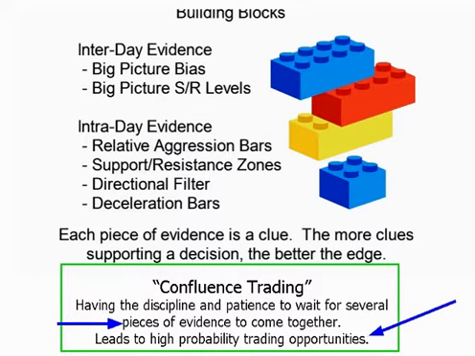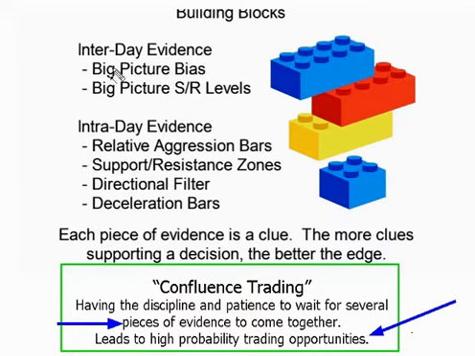I didn't say 100%. This is a probability game in trading, and what you're trying to do is increase your edge as much as possible, or give yourself the biggest possible advantage you can, knowing that you're never going to have 100%. Nothing's certain. But if you can stack the odds in your favor, you know that you have a pretty high probability opportunity. And so the idea is to wait for 2 or 3 or 4 of these pieces of evidence to come together.